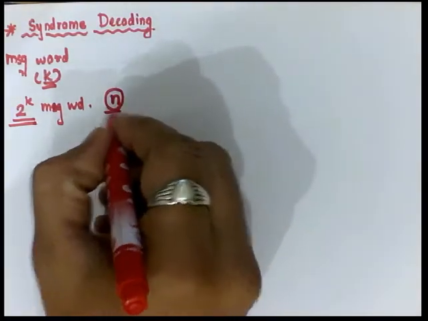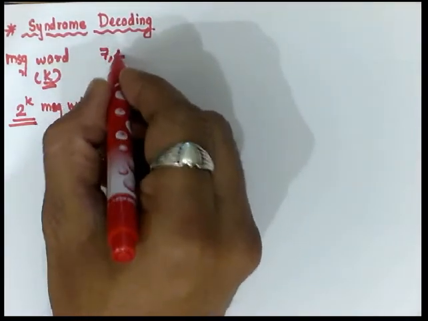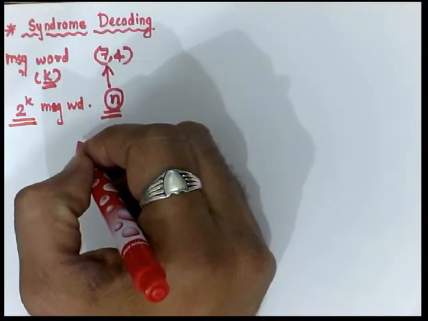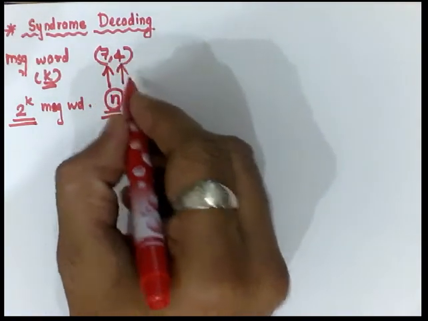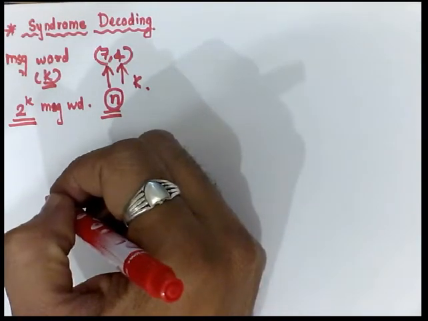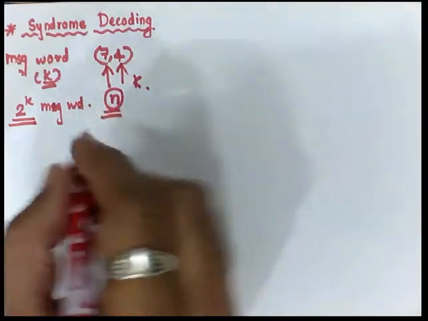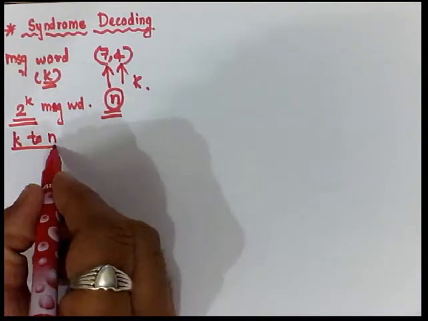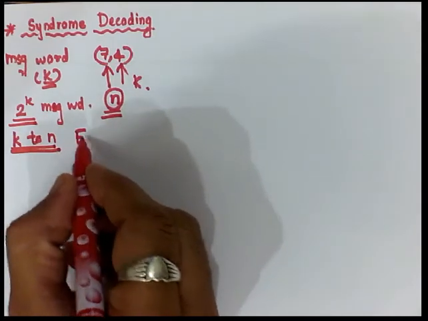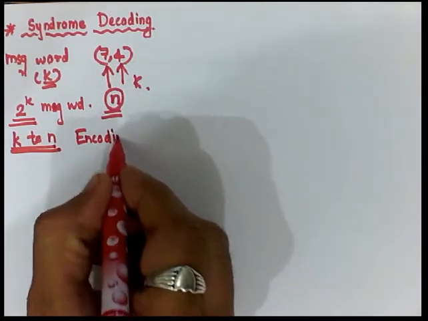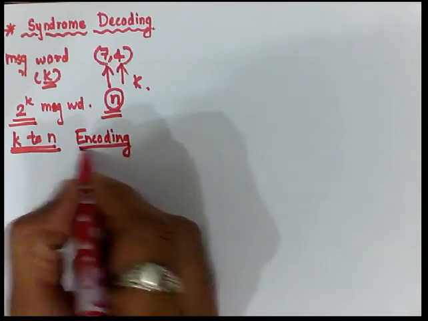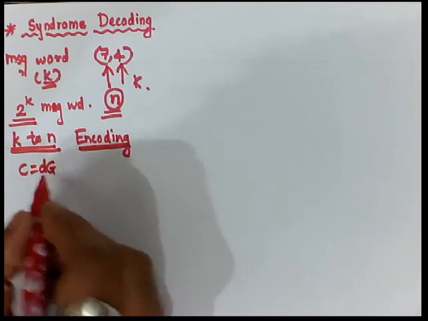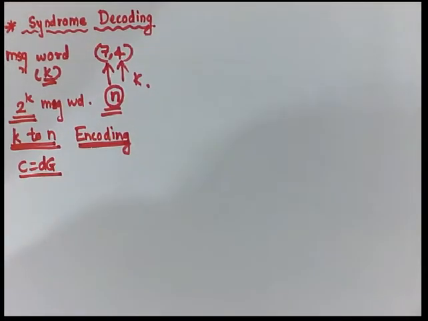Means we can say that if (7,4) is the LBC, this 7 is nothing but the N and this 4 is nothing but the K. Now based on these two values, we have been able to map K to N, and that is what the technique called encoding. Now let's proceed to what exactly decoding is. In the encoding, we have seen that C is equal to D into G. This is the main expression which we use.